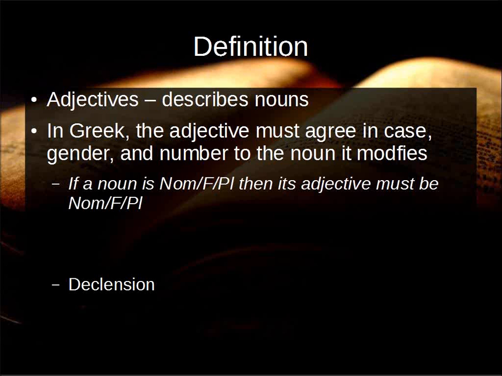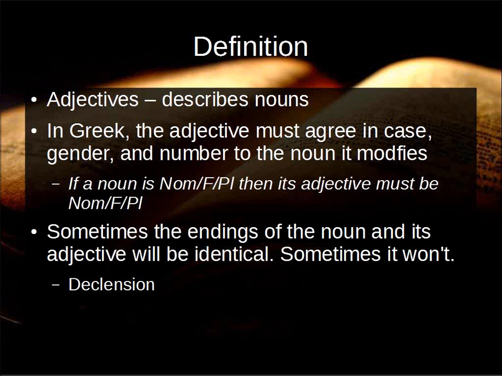Now, sometimes the endings of the noun and its adjectives will be identical. Sometimes, okay? And that will be beautiful. In an ideal world, it should be like that all the time. Sometimes, however, it won't. It won't be identical because of the declension, okay? So adjectives will be in a particular declension, like third declension, but then it's modifying a second declension word. So we'll have a difference there. But more often than not, the adjective ending will be identical to its noun ending.